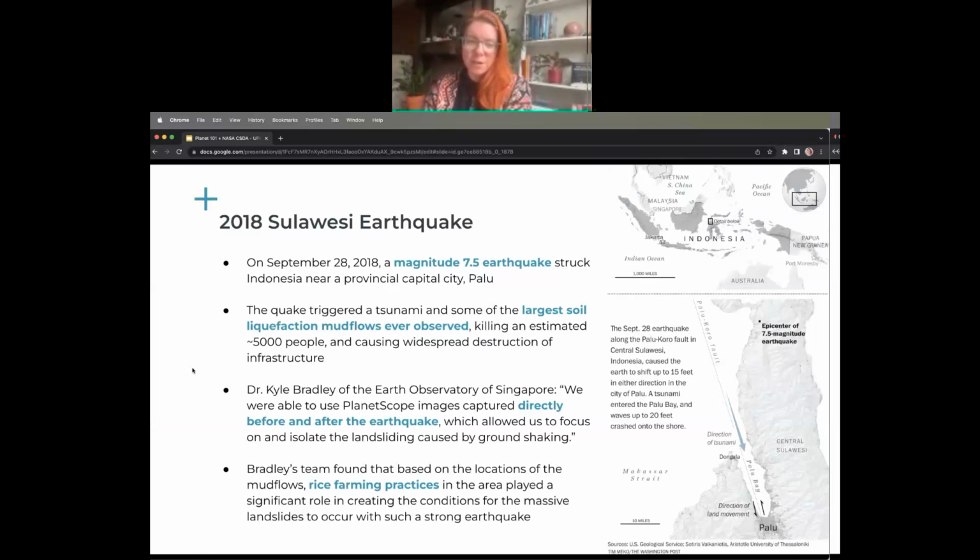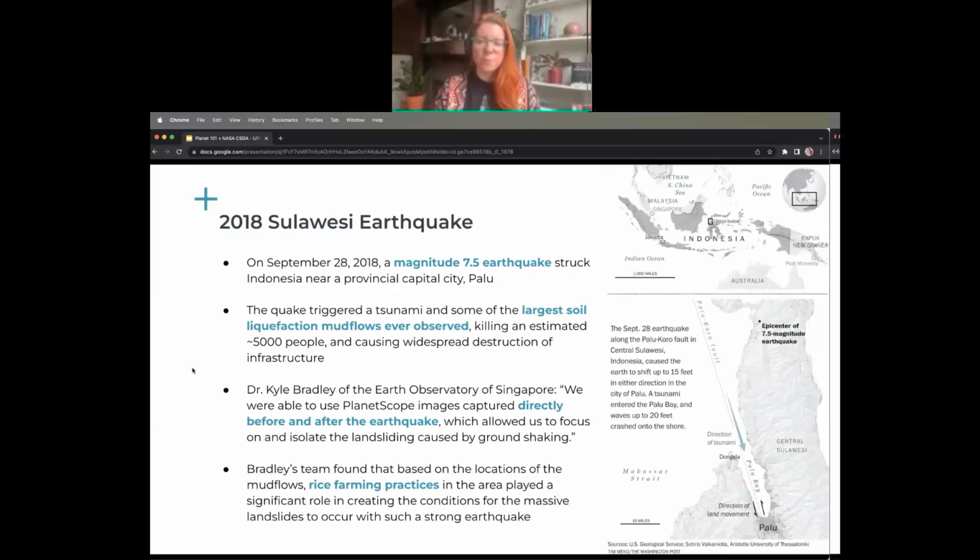Another big example that we saw in a natural disaster application is from the Sulawesi earthquake in 2018. This is a case where a magnitude 7.5 earthquake struck near a provincial capital city called Palu in Indonesia. It ended up triggering a tsunami and some of the largest soil liquefaction mud flows that have ever been observed. It killed about 5,000 people and destroyed a ton of infrastructure in the region.